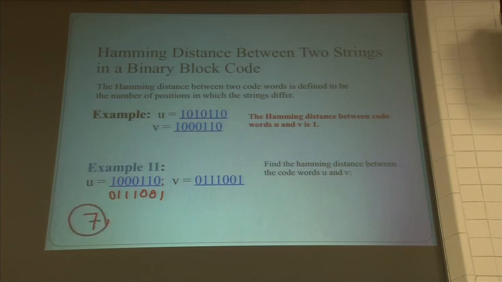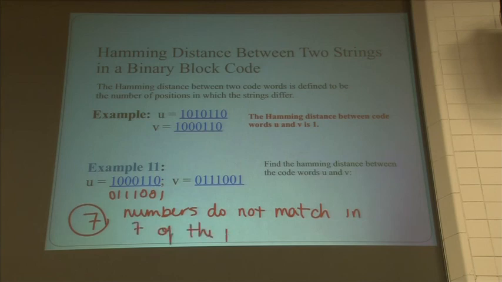Okay. The numbers do not match in 7 of the positions. That's why your Hamming distance is 7. They're 7 digits away from each other. Away from matching.